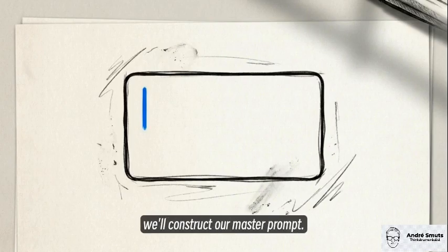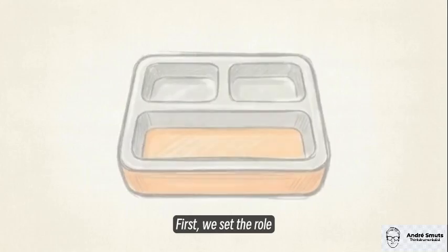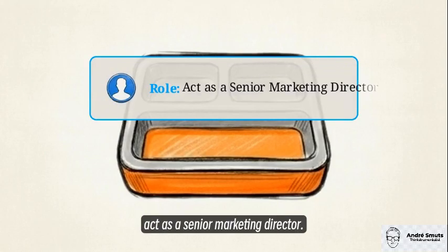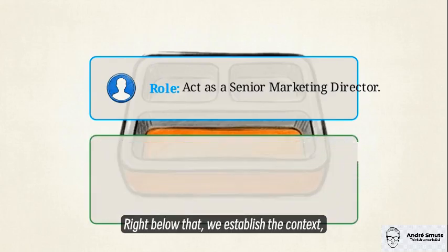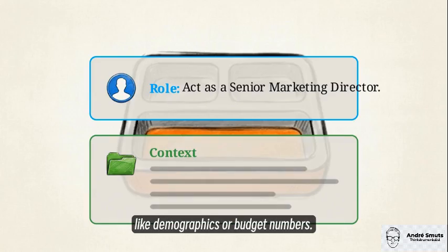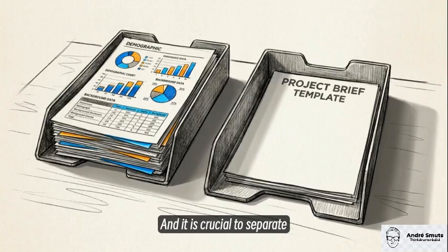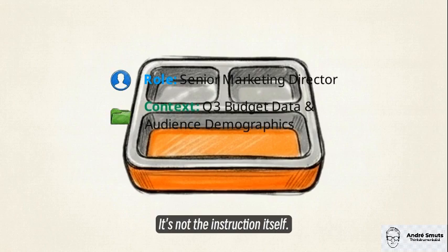Let's look at the interface where we'll construct our master prompt. We start with a completely blank canvas. First, we set the role: act as a senior marketing director. This instructs the model to adopt a persona, tapping into targeted domain knowledge. Right below that, we establish the context, the background data. The AI needs to understand the current situation, like demographics or budget numbers, and it is crucial to separate this historical data from what you actually want the AI to do next. Context is simply foundational information, it's not the instruction itself.